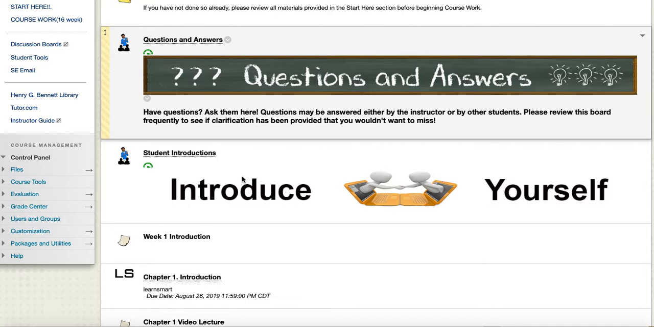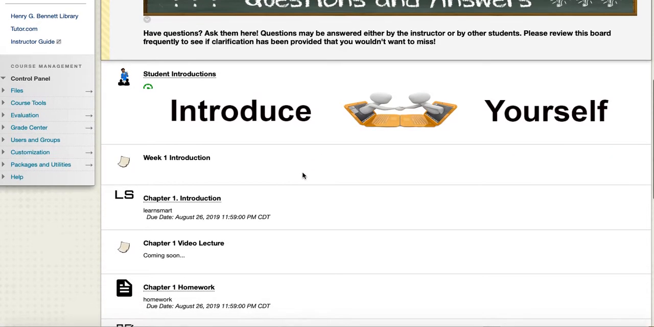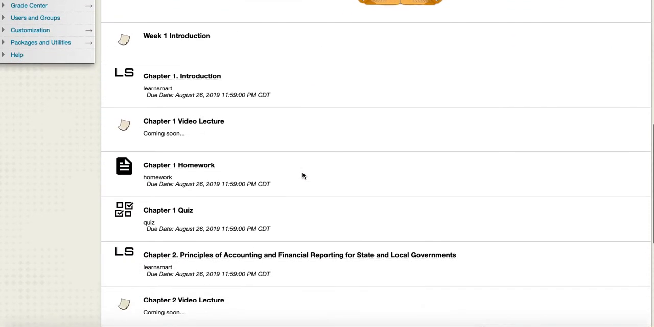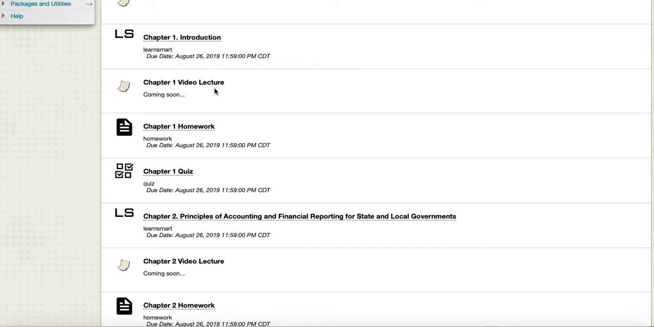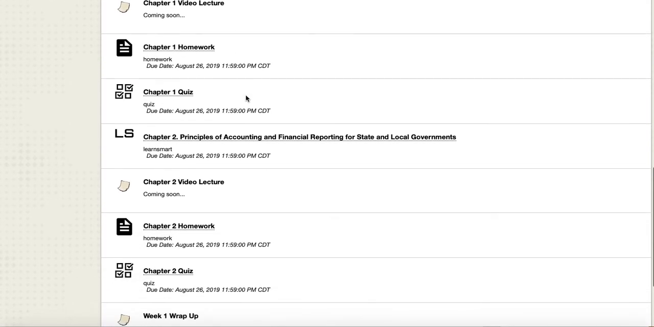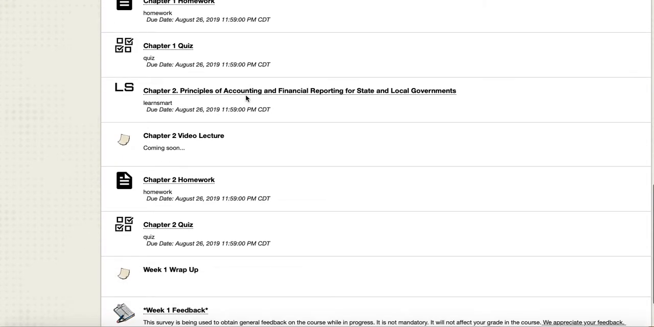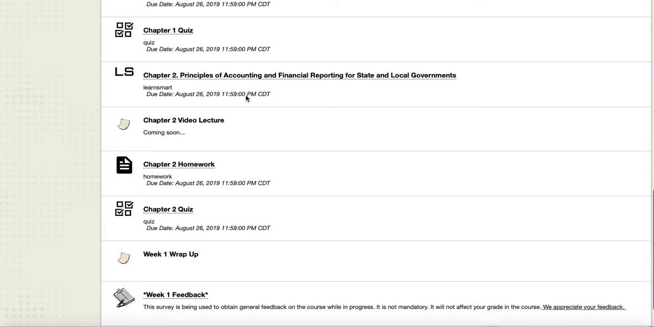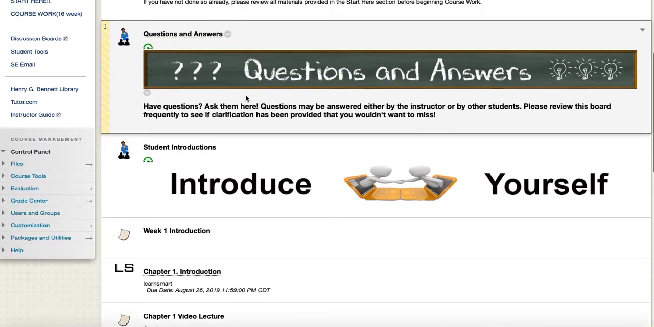We do have our student introductions, and we will have a syllabus quiz that I don't have posted just yet, but I will. And for every chapter, we'll have a Learn Smart, and you may see it called Smart Book. But basically, this is just an overview of the chapter, and then you answer some questions at the end. Every chapter, I do a video lecture, so I'll have those posted soon. You have homework assignments and a quiz. And then we're doing 2 chapters this week, so you've got chapter 1 and chapter 2. And then, like I said, we'll have our wrap up.